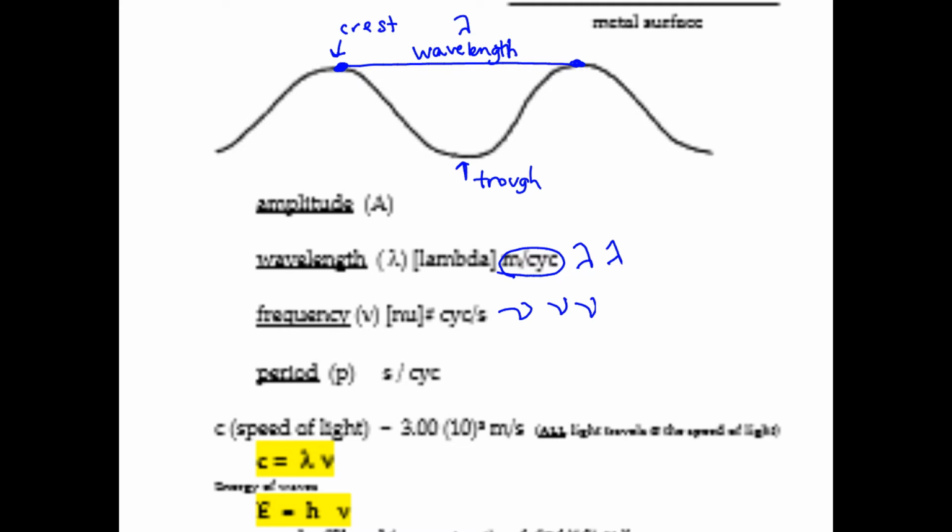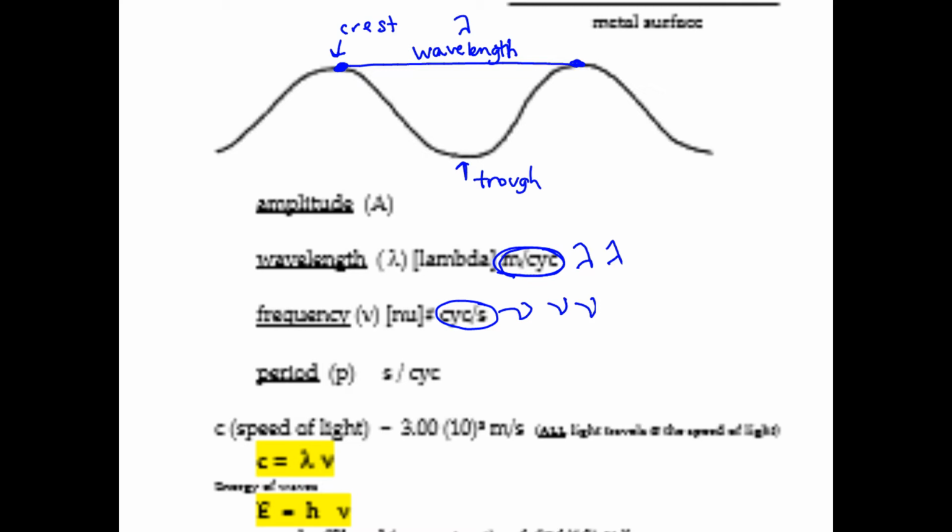We're not really going to talk a lot about period, but period is the seconds per cycle, so it's the inverse of this. So if you had 2 cycles per second, 2 waves per second, then that means you have half a second per wave. That's all it is. If we look at units, the meters per cycle is the units of wavelength, and the cycles per second is the unit of frequency.